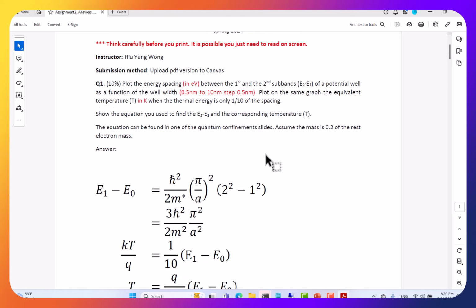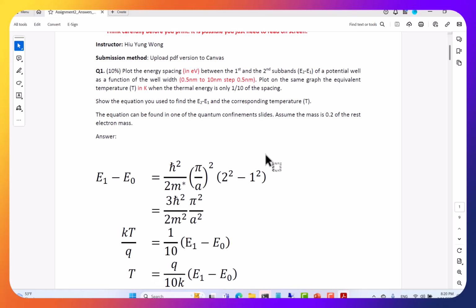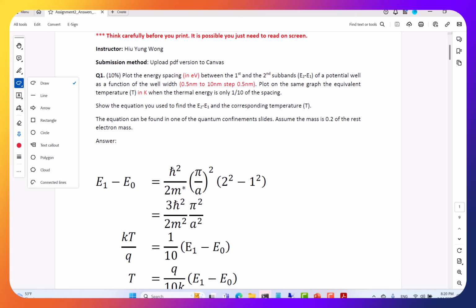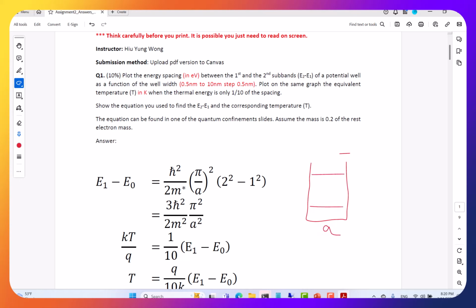Energy spacing, do you have any question? Basically, this is simple. I just ask you to plot the energy spacing of a potential well. When you have A, then you have this spacing, and that goes with h bar square, for each level, divided by 2m, pi over A square n square. Make sense?